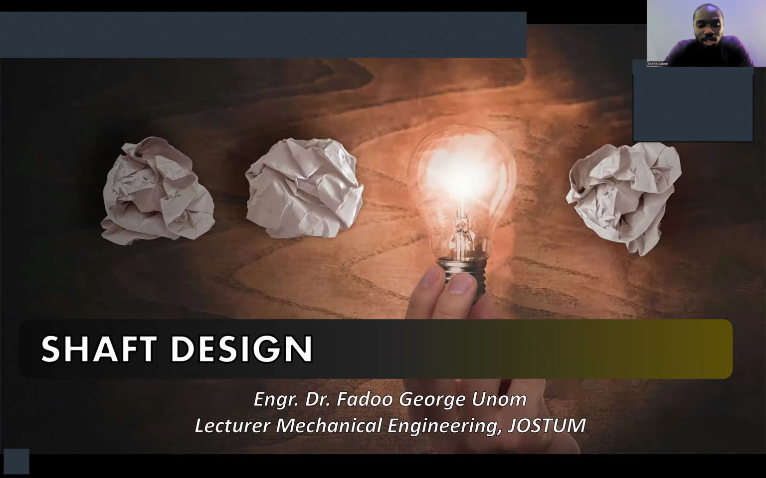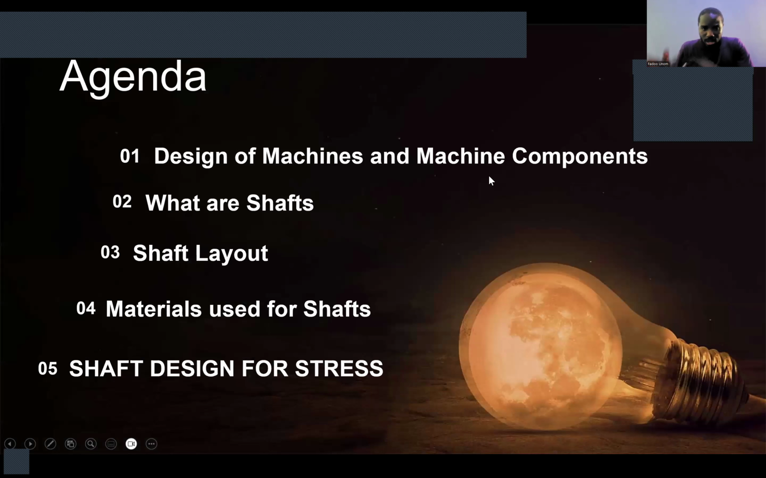So shaft design, that's what we're looking at. We will start by looking at the layout. We'll look at design of machines and machine components. I've already talked about that generically. Then we'll define what shafts are. We'll look at shaft layouts, we'll look at materials used for shafts, and then we'll go into the design of shafts for stress. We'll look at the various approaches you could use in designing shafts.